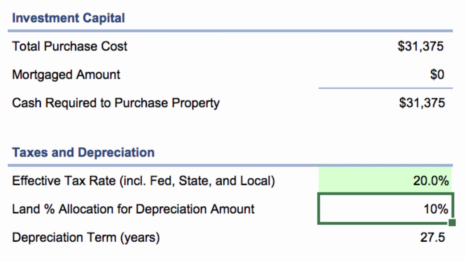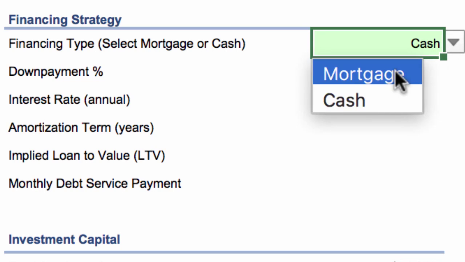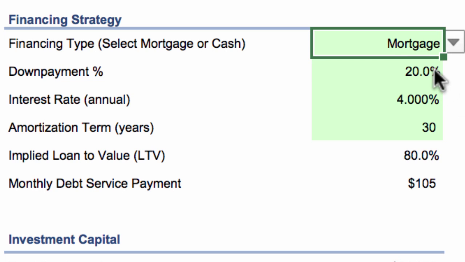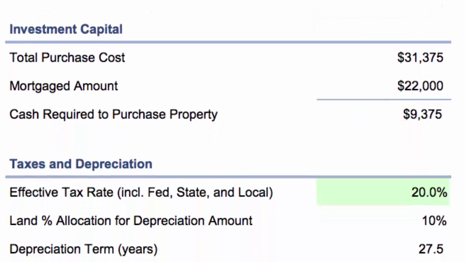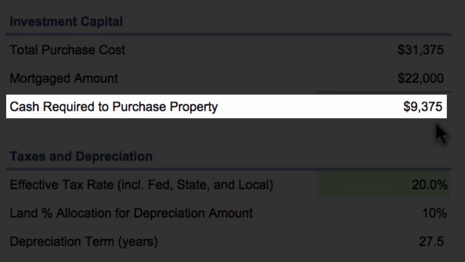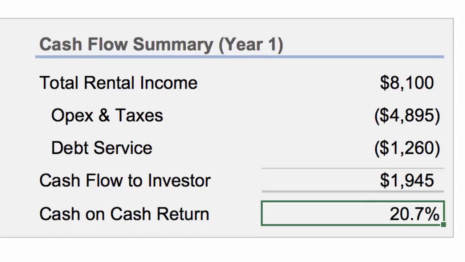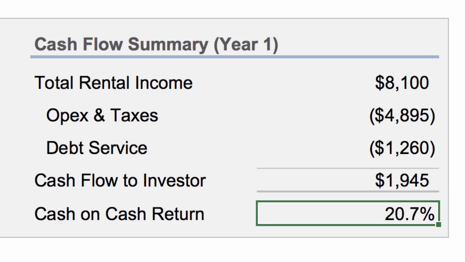If we were doing this deal differently and doing a mortgage on it, say if we were only putting down 20% and had an interest rate of 4% over a term of 30 years, then obviously your cash required to purchase the property would be a lot less at $9,375. And that would change this number substantially to a much higher cash on cash return of 20.7%. So basically, in that case, if you were to get financing, the dollars you're putting into the deal are going to work a lot harder for you because you're leveraging the benefit of other people's money, which is a pretty powerful thing, especially if you're doing it right.